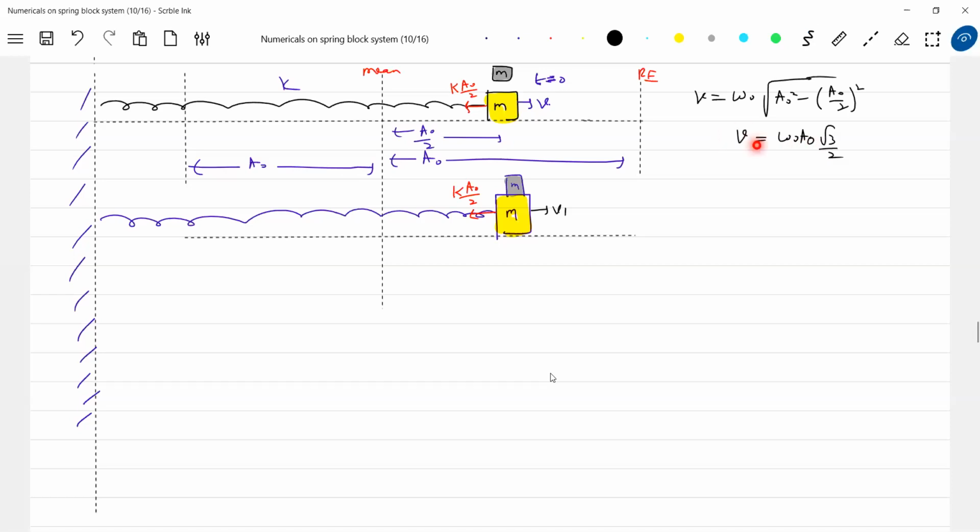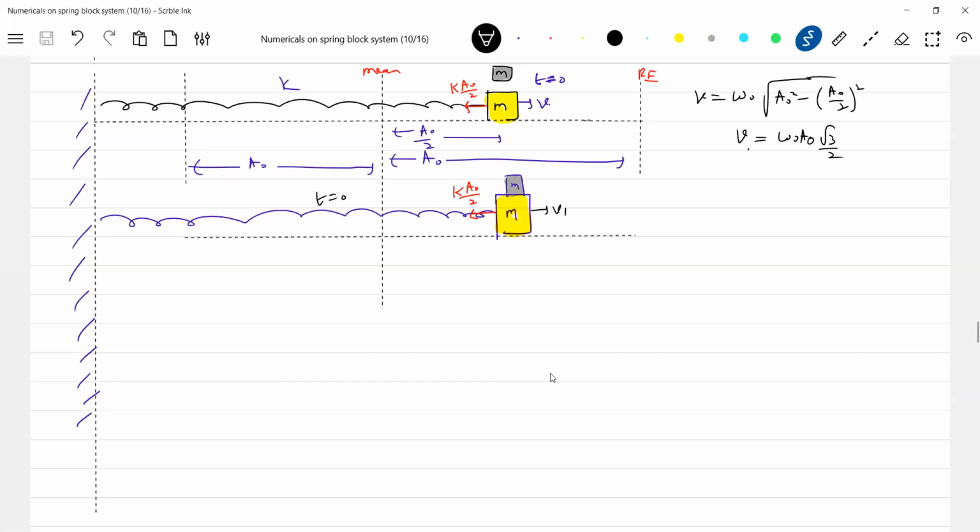What is this? The speed of the block at the instant when the particle is being added to the system, when the block is at a distance A naught by 2, and I'll define that as t equal to 0. So even this you should call t equal to 0 only. At that instant the particle will get stuck immediately, then the change in momentum will occur. So this is the v.